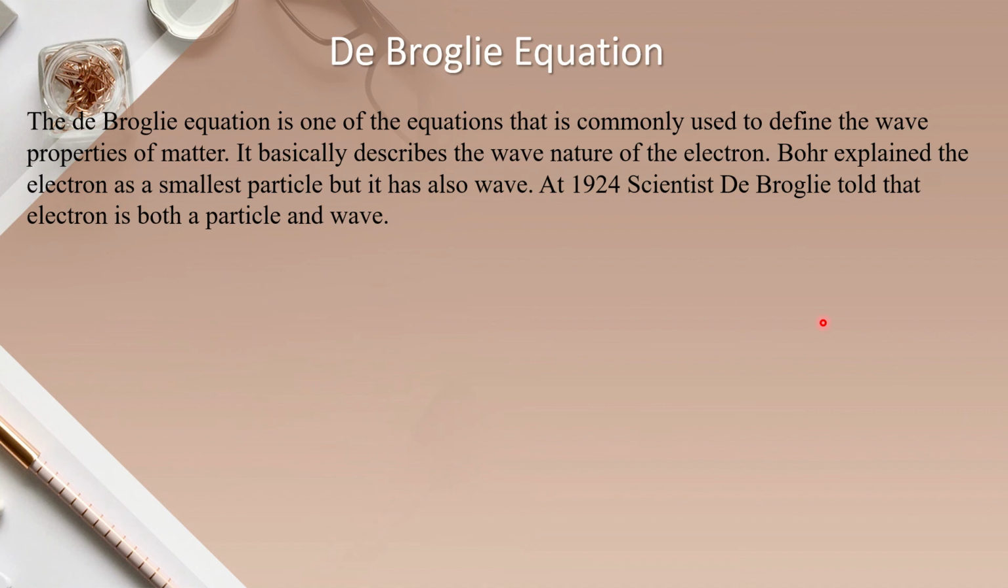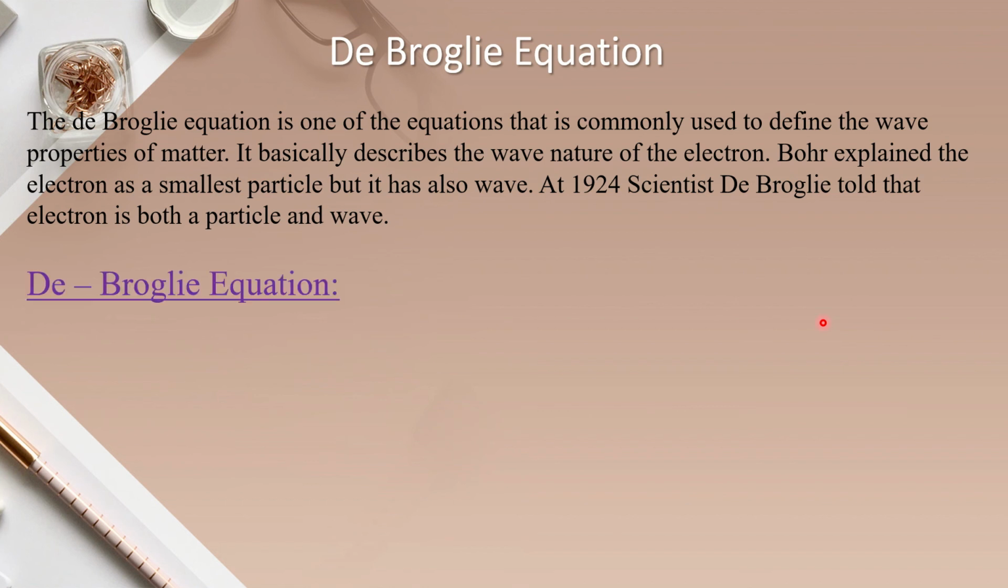So, after giving Bohr's atomic model, another scientist, de Broglie, also gave an equation. The de Broglie equation is one of the equations commonly used to define the wave properties of matter. It basically describes the wave nature of the electron. Bohr explained the electron as the smallest particle, but it also has a wave nature. In 1924, the scientist de Broglie said that the electron is both a particle and a wave.